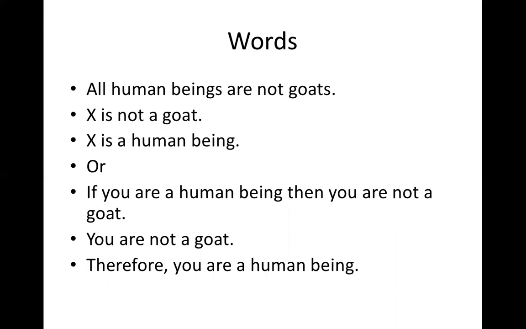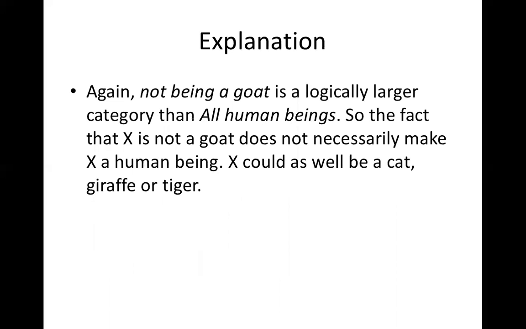So the fact that all human beings are not goats doesn't mean that anything that is not a goat becomes a human being. So you can see that it simply works in that way. Not being a goat is a logically larger category than all human beings. So the fact that X is not a goat does not necessarily make X a human being. X could as well be a cat or a tiger.